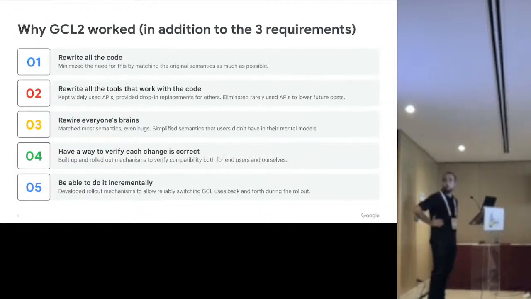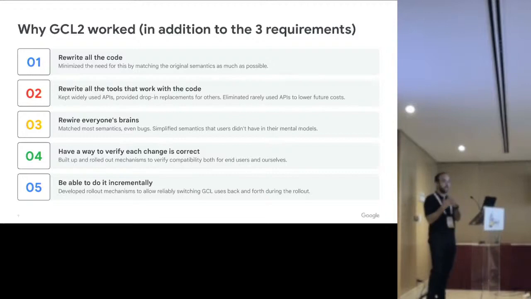So why did GCL2 work? We avoided rewriting all the code as much as possible by matching the semantics of the original. We reduced the number of APIs that we had to deal with and made them compatible or wrote facades to work for some of the use cases. We avoided rewiring everybody's brain. Sorry if everybody was looking for a sci-fi solution for some other problem you were having. I don't have that. The language changes that we made were focused on things that we speculated with high confidence were not in people's mental models.